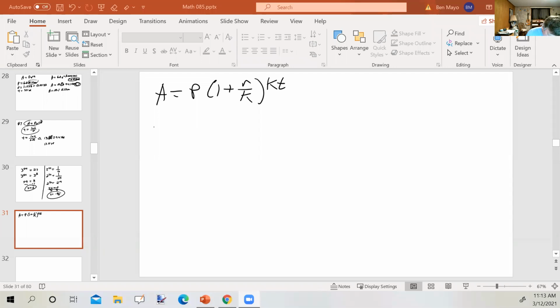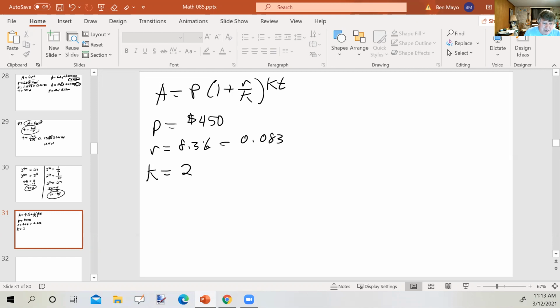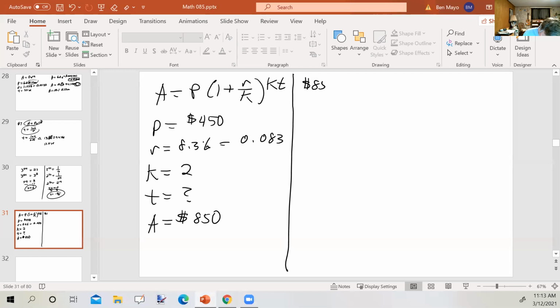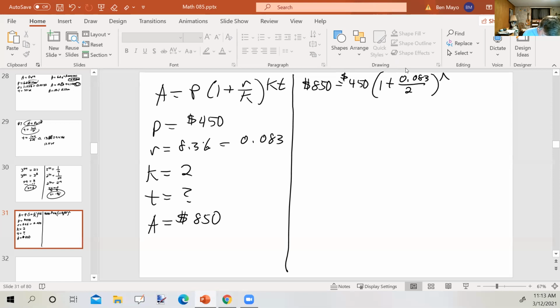Let's see. The original amount invested is $450. The interest rate is 8.3%, or 0.083, compounded semi-annually, so K is 2. How long? The time is the unknown. How long will it take for the account to increase to the final amount, which is $850? Okay, so $850 equals $450 times 1 plus R, which is 0.083 over K, which is 2, all raised to the power 2 times T.